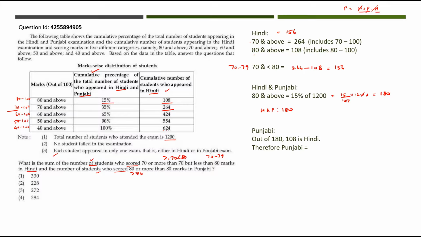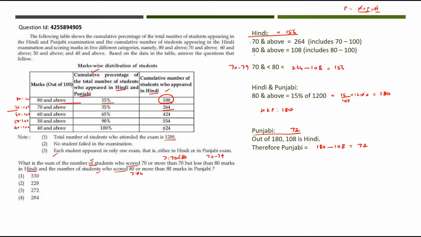Out of them we know this particular row has 108 people who passed in Hindi. From this we will be able to get Punjabi's count. 180 minus 108 will give a value of 72. The number of students who scored 80 and more than 80 in Punjabi will be 72. So here we have Hindi's count as 156 and Punjabi's count as 72 for the given condition.